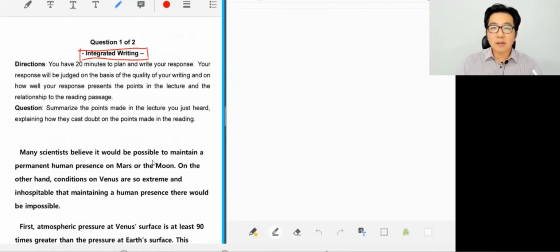And then after that, a stopwatch will pop up, and you'll have 20 minutes and you'll count down towards 0, and you need to successfully write the answer to this task, write an essay. Okay, so that's the format of how it goes. So let's read the directions real quick. You have 20 minutes to plan and write your response.